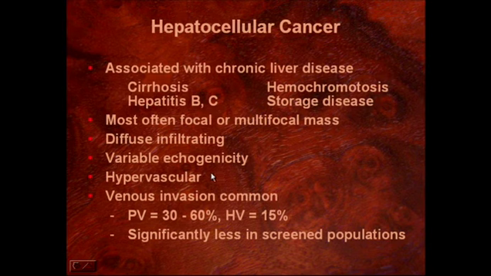They are typically hypervascular lesions. You generally will be able to detect that with Doppler, but not always. And venous invasion in unscreened populations is actually quite common, 30 to 60% in the portal vein and 15% in the hepatic veins. But in screened populations, which is what we tend to deal with nowadays, the incidence of venous invasion is much less common.